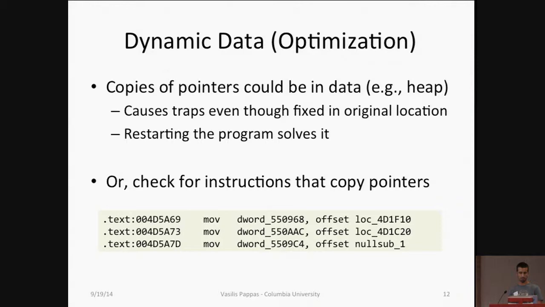So in our case, as an optimization, we try to find simple cases where these copies are being performed to dynamic data and try to fix it in place in order to avoid the performance penalty. And these three instructions here have an easy example of that. We see that there are simply copy instructions copying a pointer value to a global memory location. So for these cases, we can go ahead and change the copy of the original pointer value within the global memory.